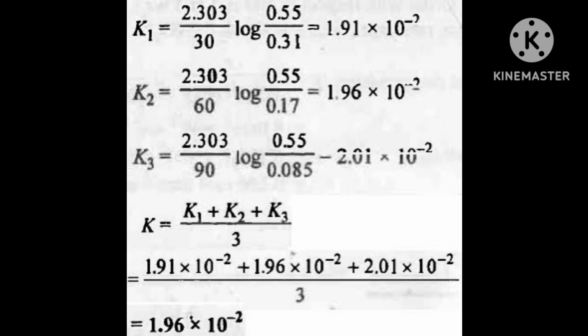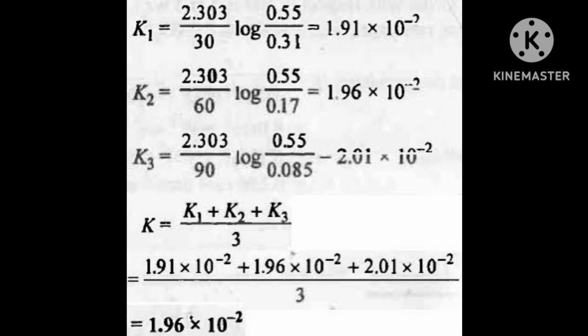Then again C0 value will be same, 0.8500, and concentration at 90 minutes, that is 0.7096. After putting this time value, you are writing in the first case t is equal to 30, in second case t is equal to 60, in third case t is equal to 90. Then after putting these values you have solved.